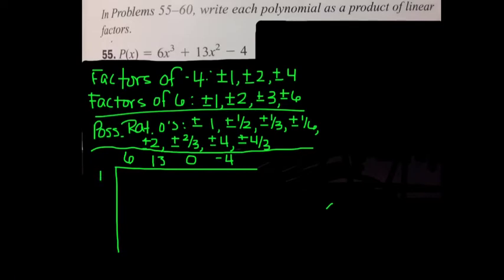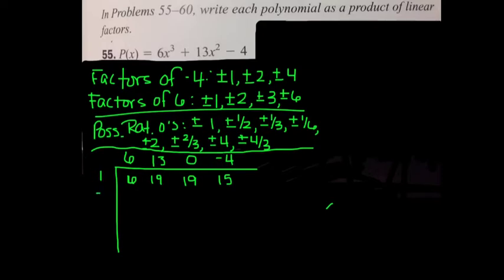Then I start testing my possible rational zeros. I'll start with positive 1. Bring down the 6. 1 times 6 is 6, plus 13 is 19. 1 times 19 is 19, plus 0 is 19. And 1 times 19 is 19, plus negative 4 is 15, which is not 0, so I move on.